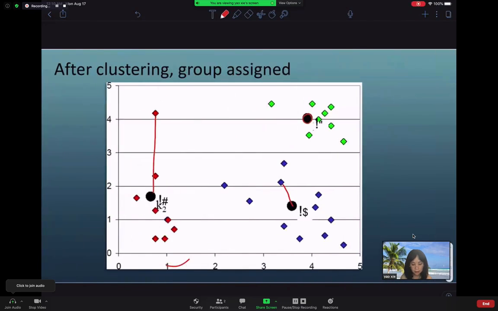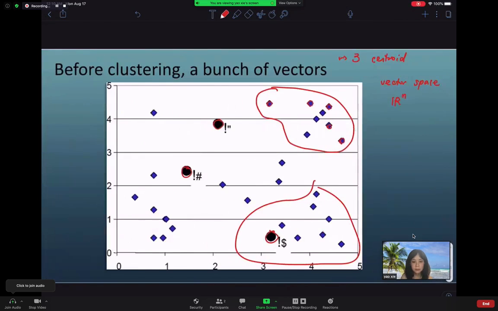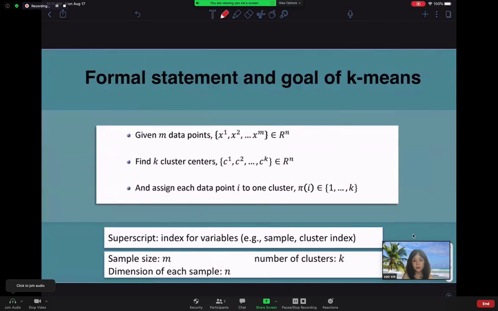Once you have assigned a group to each of the samples, you realize that the initially chosen centroids in these locations may not be the best locations. So based on that, we can adjust the centroids based on the assignment. That is simply done by taking the average of the data points, and the average of the data points in the same group is assigned as the new centroid. So this very simple idea becomes our first algorithm, called the k-means algorithm.